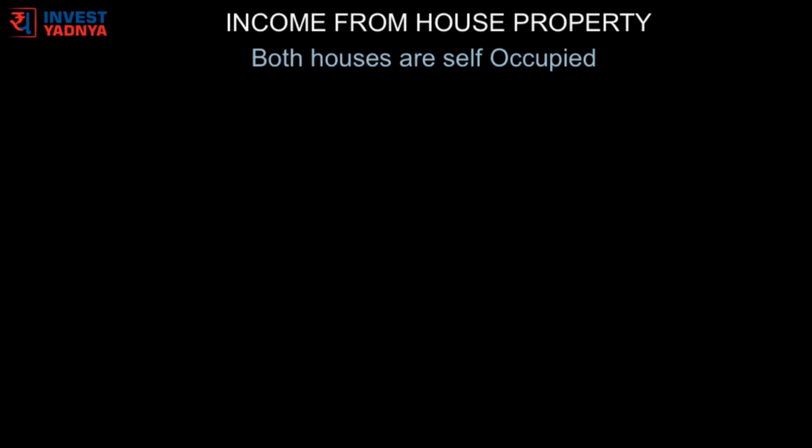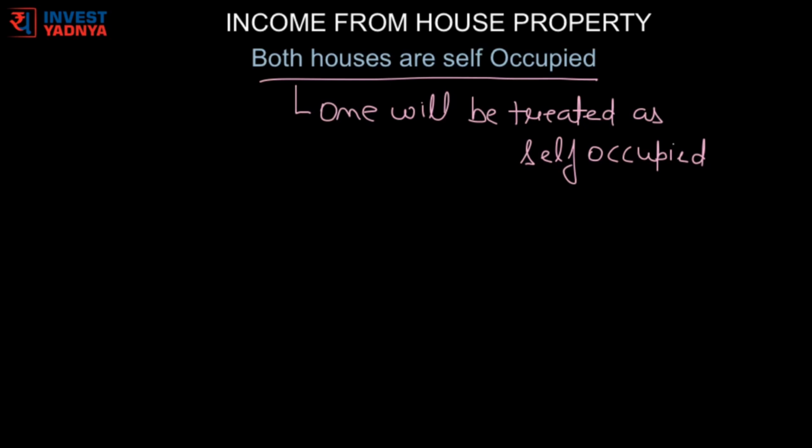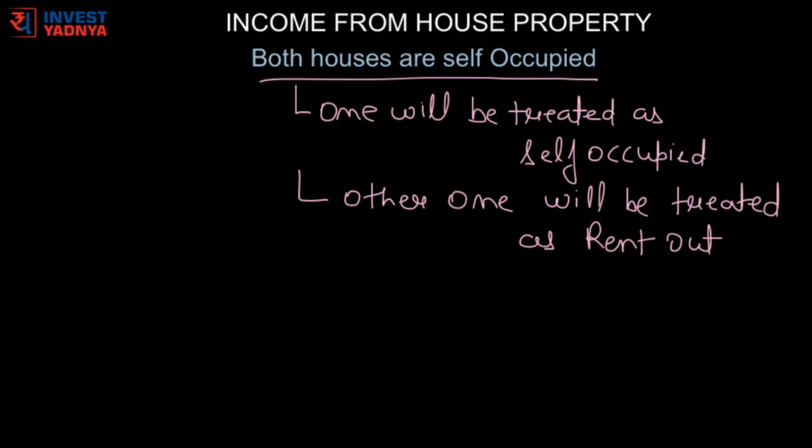Now let's discuss the second little more complicated scenario where you own two houses and both are self-occupied. So in case you own more than one house property and both or all are self-occupied and not rented out, which means either you have made one of them as your residence and use the other one for some of your own purposes like a holiday home. In this case, you will be allowed to treat only one of the properties as self-occupied and all others are considered to be rented out.